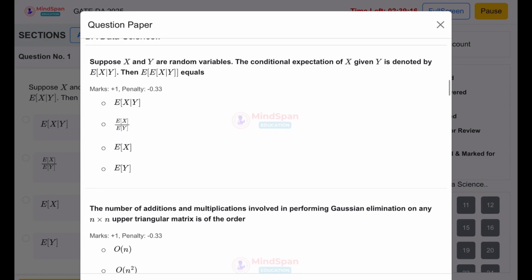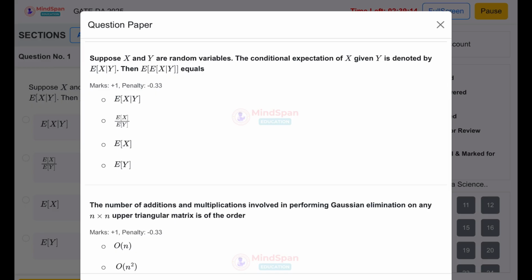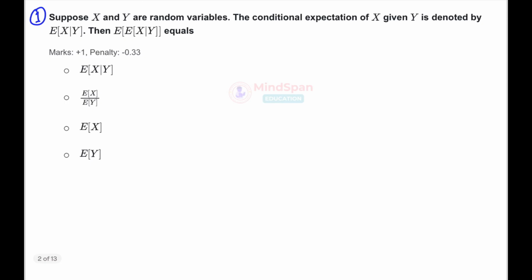Okay, now let's start with the very first question of GATE DA 2025. Suppose x and y are random variables. The conditional expectation of x given y is denoted by this. Then we need to find what will be the expectation of this conditional expectation.